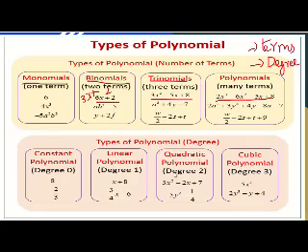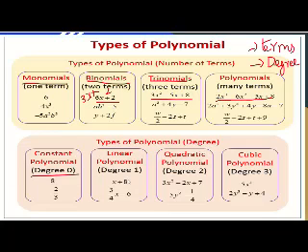Now we are going to see what are the types of a polynomial based upon degree. Degree, as you people know, what is that? It's the highest power of the variable, right? When the degree is 0, what is that called? Constant polynomial. Means in that case, you will have only constant numbers. We won't get any variables over there, right?